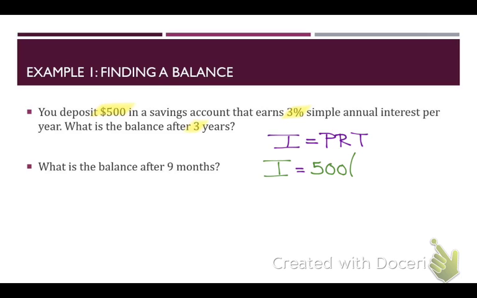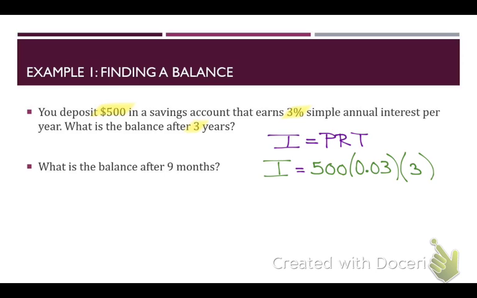So 500 times my rate. But does anybody remember what you have to do to your rate before you can multiply it? Okay, so it's going to be 0.03 times my time, which is 3 years. Okay, so since I was given time in years, that's no big deal. I just plug it in. All right, so now I need to multiply 500 times 0.03 times 3. This is not something you have to show work for. You can just multiply it in your calculators.